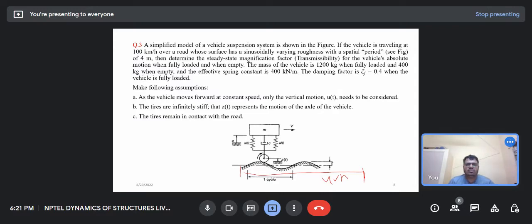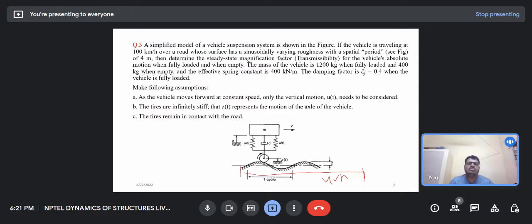The mass of the vehicle is 1200 kilogram when fully loaded and 400 when empty. The effective spring constant is 400 kilonewton per meter, and the damping factor is 0.4 when the vehicle is fully loaded. First you read the question. Are you able to understand the question? This is also a simple transmissibility question.